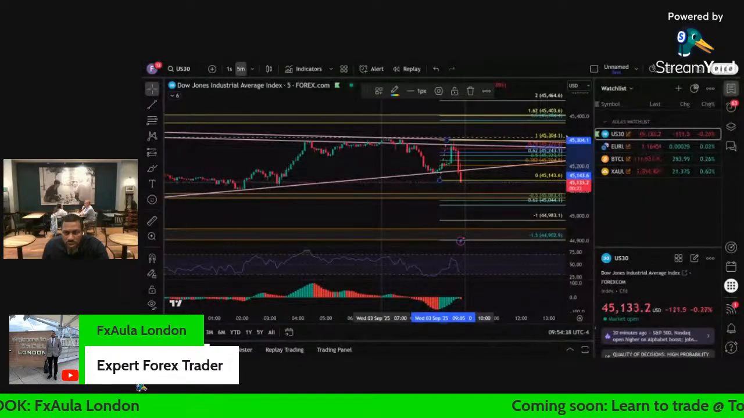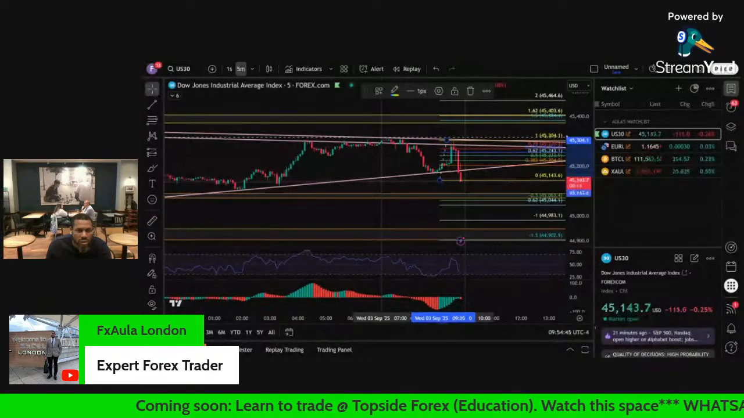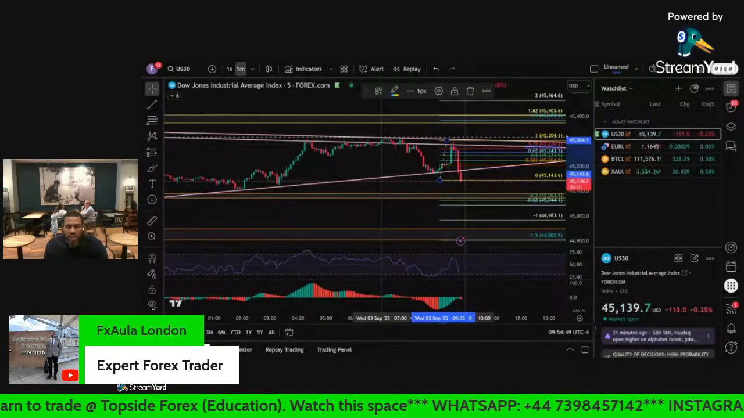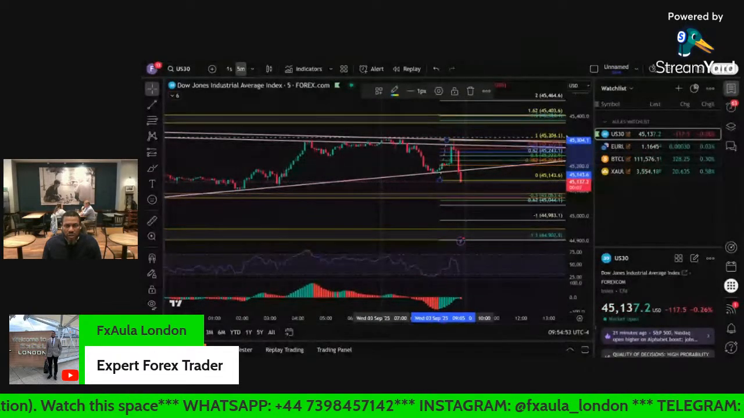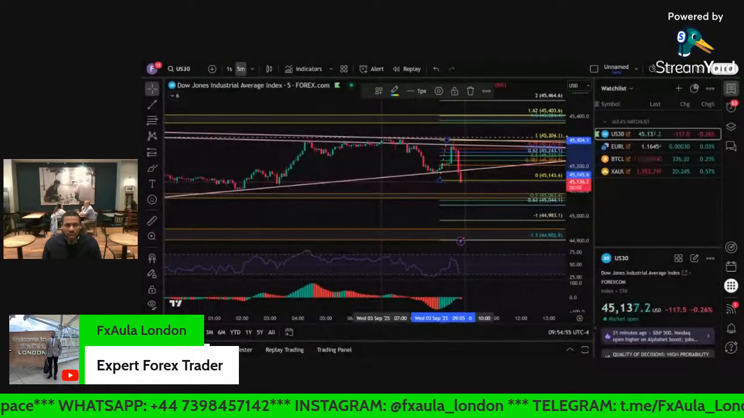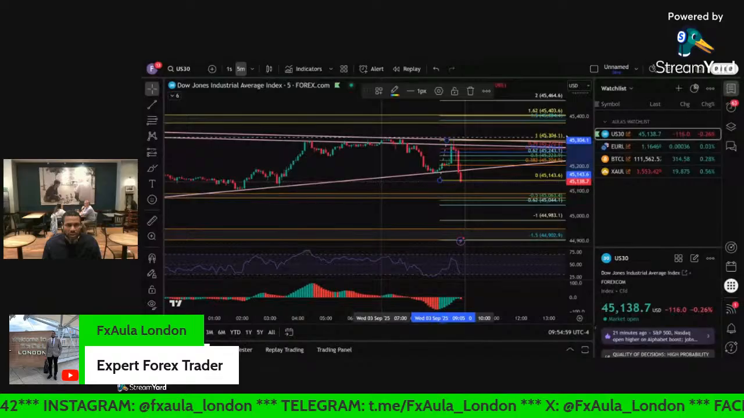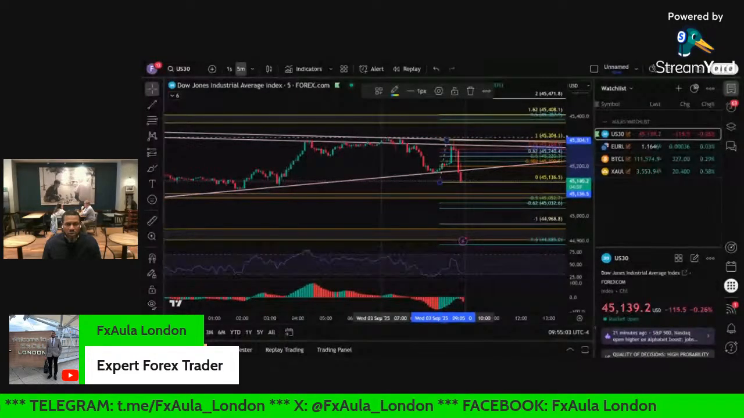Do I have a swing high there? No, I can't see a clear swing high. I'll look at EURUSD and I hope this is not a breakout. Yes, I think this is not a breakout.